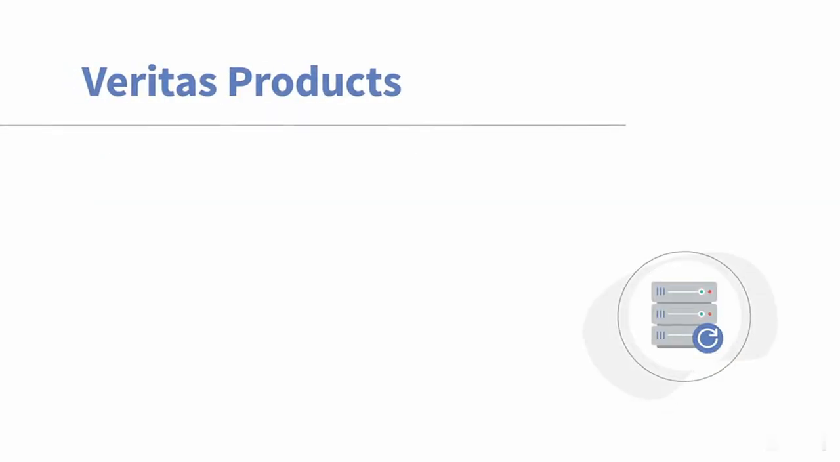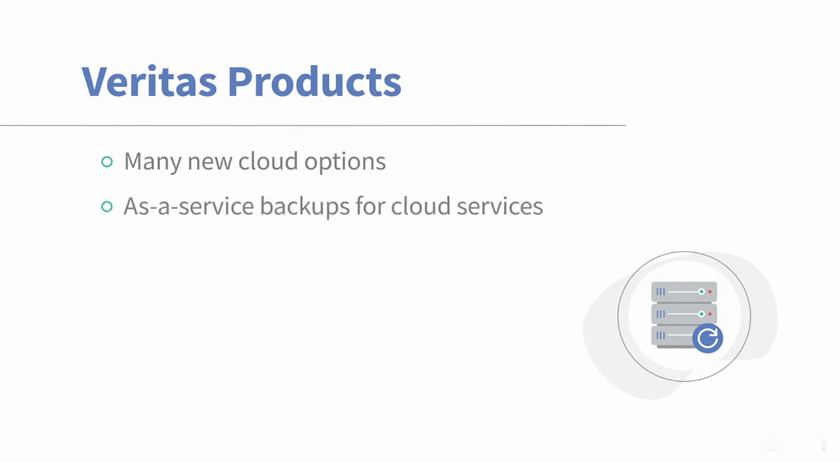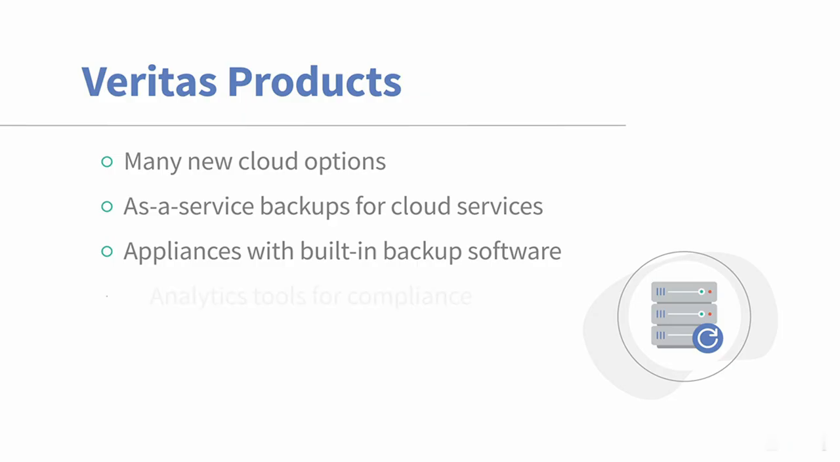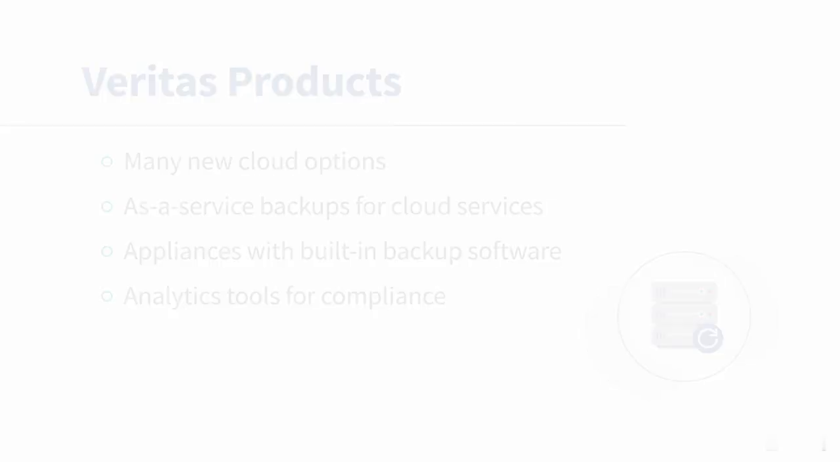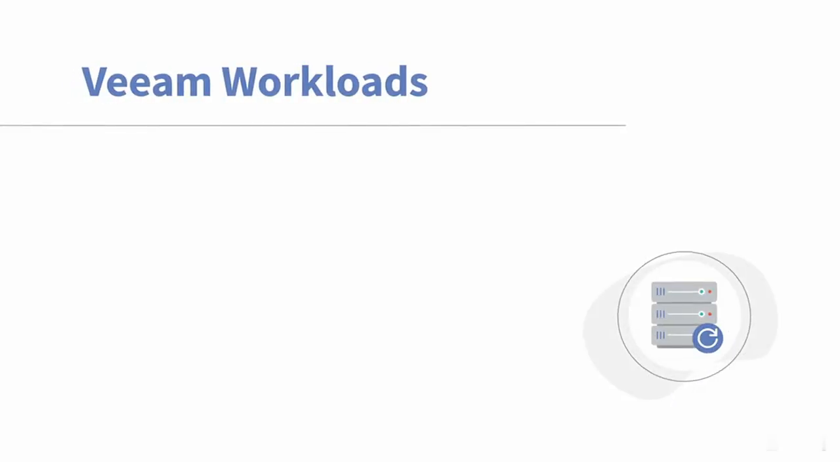Although Veritas has on-premises solutions, they also have many new cloud options as well. The as-a-service backups allow you to rent Backup Exec instead of purchase it and save data locally or to cloud storage. You can buy appliances with Backup Exec built in and pre-configured if you don't want to dedicate your own server for the job. There are also analytics tools to make sure you stay in compliance no matter what market you're in. The next product is called Veeam.